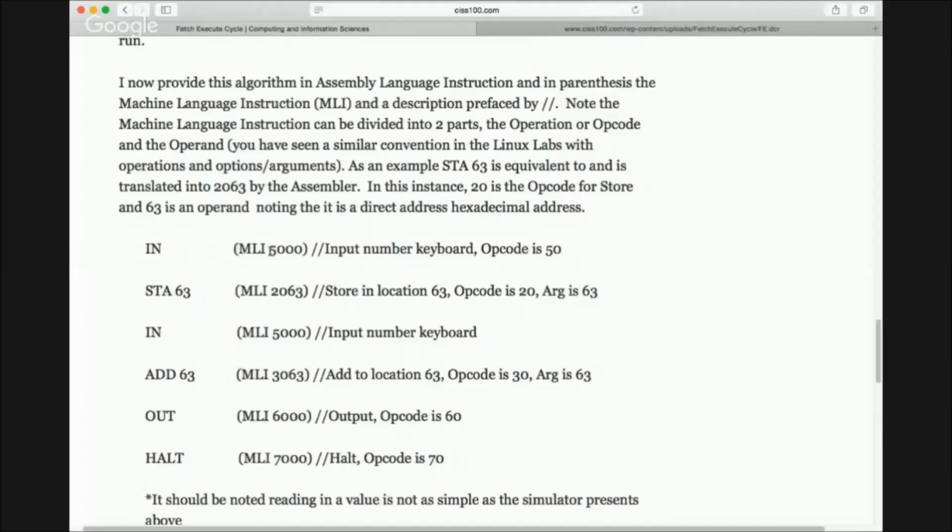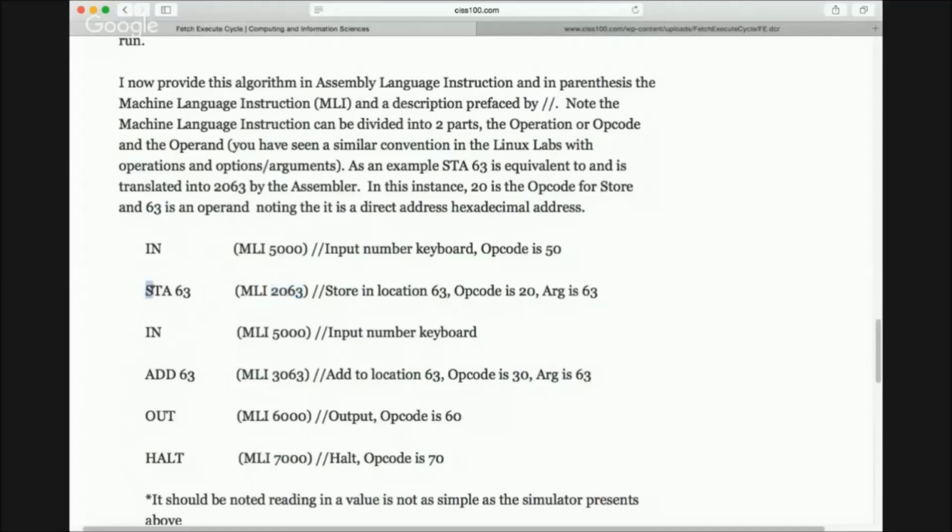Note that I've included the machine language instruction here. So the machine language instruction for IN is 5000. The machine language instruction for STA 63, or store 63, is 2063. Again, IN is 5000. ADD 63 is 3063. These are the machine instruction set. So when engineers design this, they're actually ascribing these codes for every operation that the machine itself, the CPU, can execute. Now let's look at this again in a little more detail.